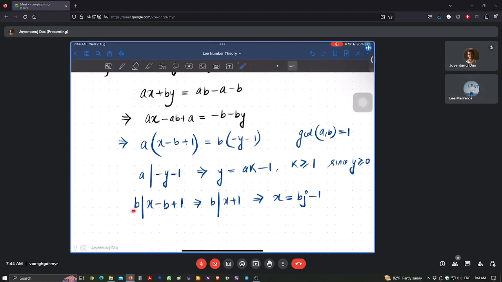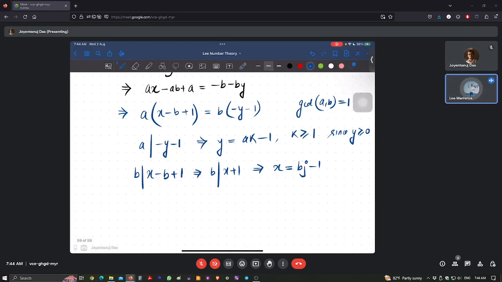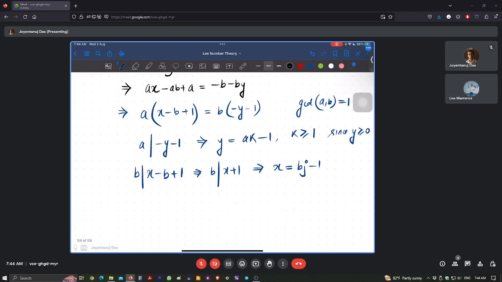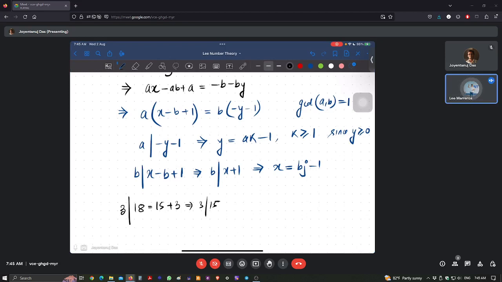Yes, b divides this whole expression, so this part we can ignore, because b and b can cancel out. We are not exactly counting the quotient. We are just applying the divisibility condition. Suppose 3 divides 18. I can write 18 as 15 plus 3, so this implies that 3 divides 15 also. I am just finding the divisibility condition. So that's why we can replace the thing.